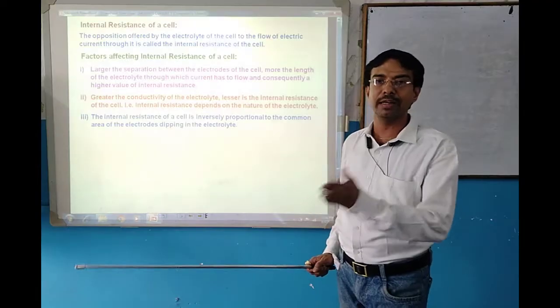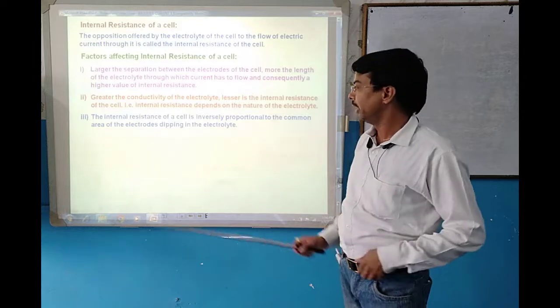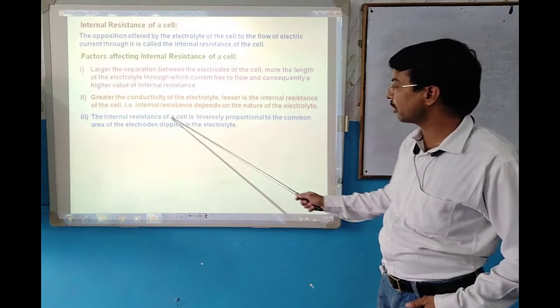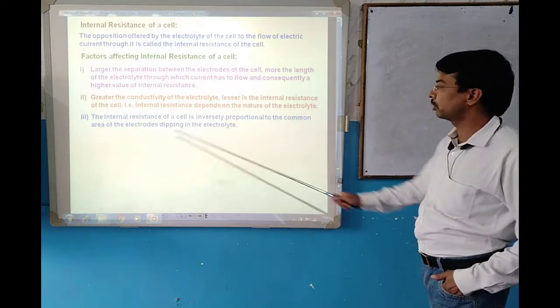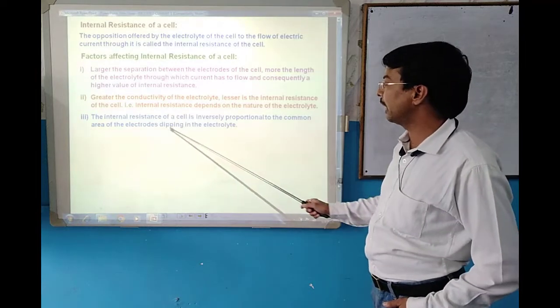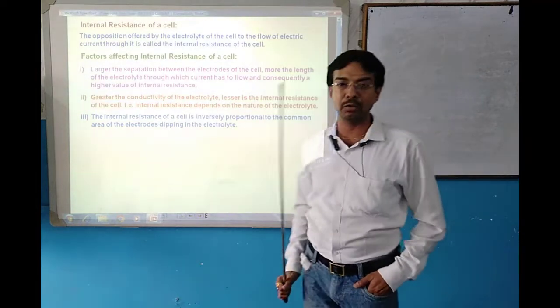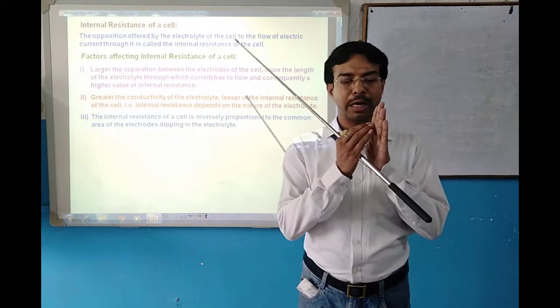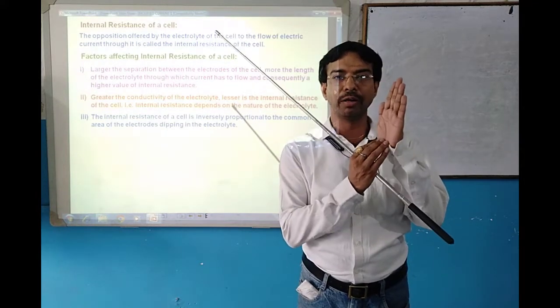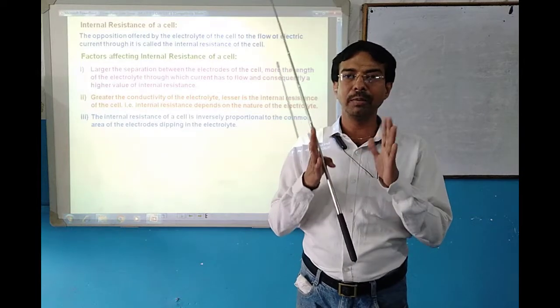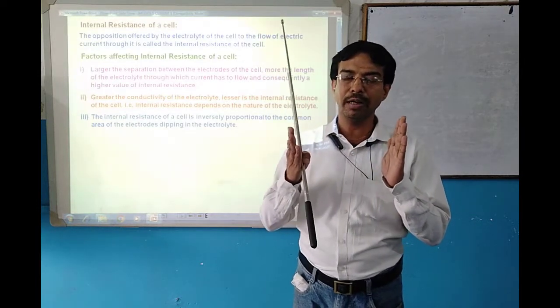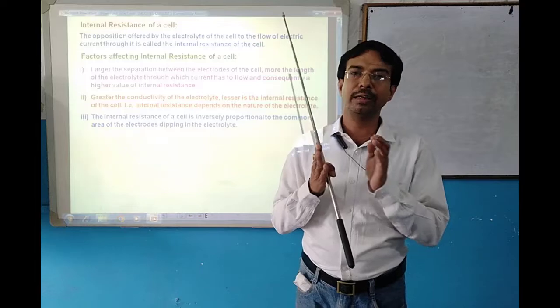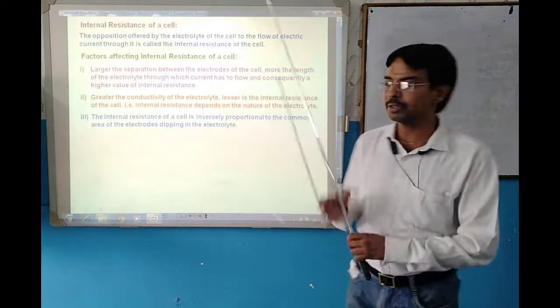If it were a proton current cell, then its resistance would also be different. The internal resistance of a cell is inversely proportional to the common area of the electrodes dipped inside of the electrolyte. That is to say, you are using two different electrodes, and the more area is dipped, the more surface area is available for collecting the charge, and the resistance will be less in that situation.